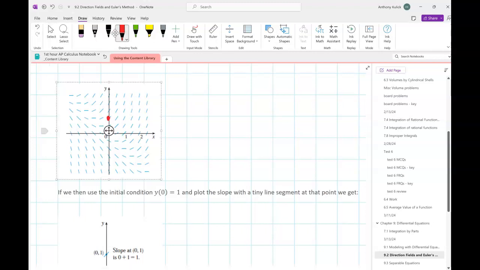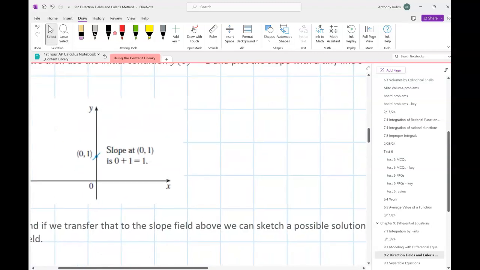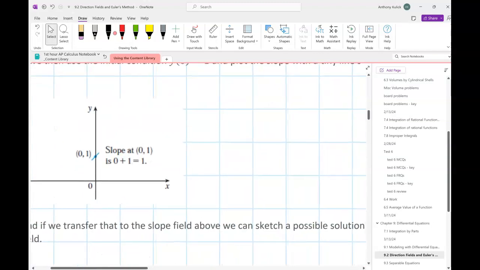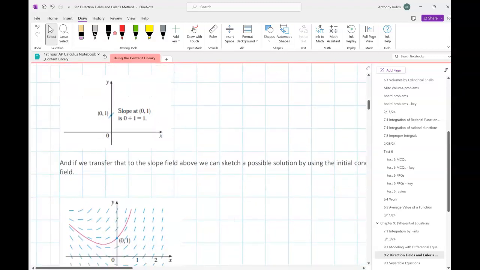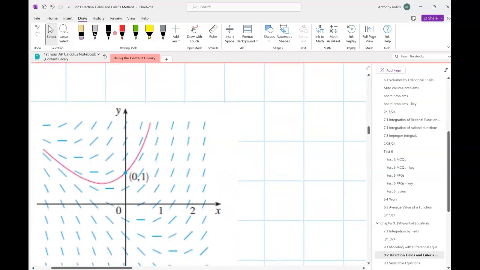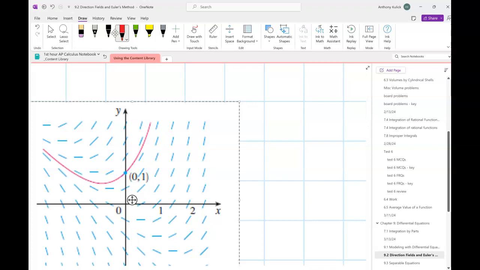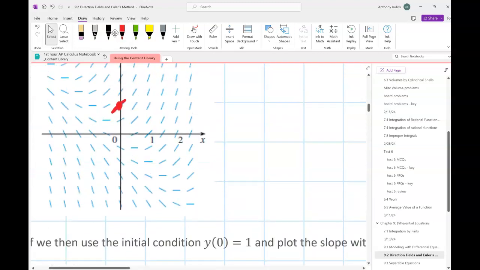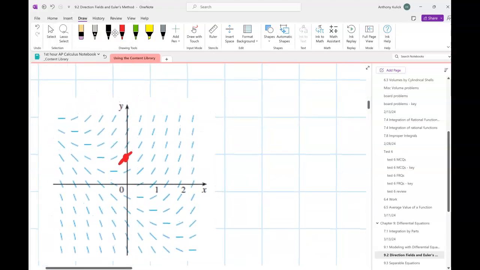And I can see from the slope field that the slope at that point should be that, right? Which is what I've drawn here. And if I transfer that on top of the slope field, I can use the slope field to sketch a possible solution just by following the slopes in the slope field so that they pass through that point 0, 1. Right? So if I go back and I look at this thing, it's okay.